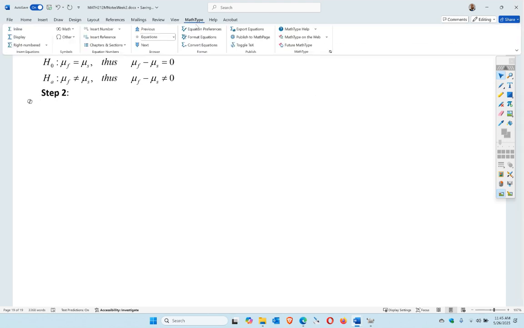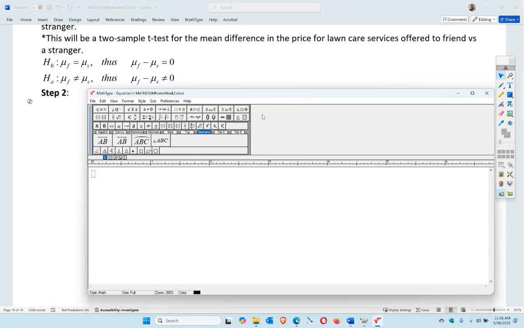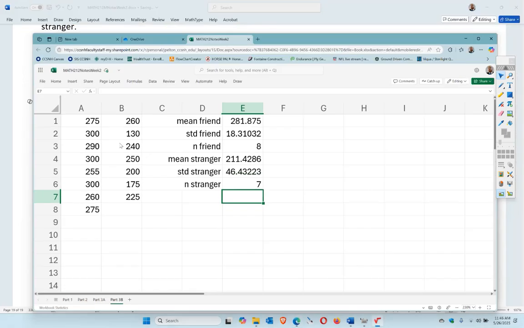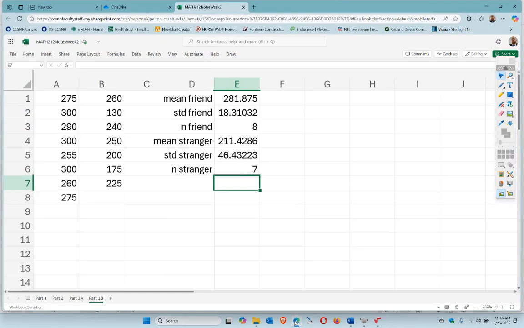Can we do it? All right, so the mean for the friend, we got to get that. Sub f, I believe that was 281.875. Let me double check. 281.875, yep. And then we get the standard deviation of the friend. Let's see, 18.31. Right? Yep, close enough.